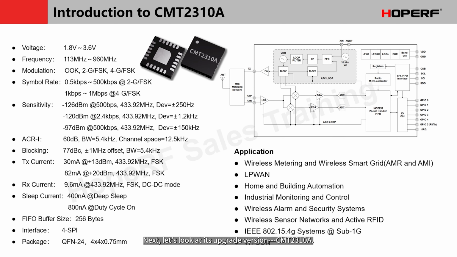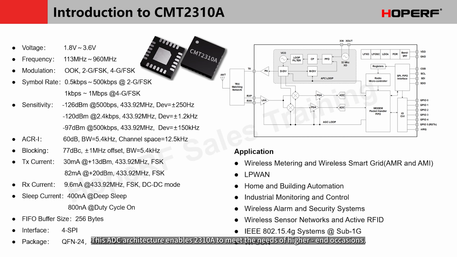Next, let's look at its upgrade version, CMT2310A. 2310A is our upgrade product of CMT2300A. So where is its iteration? Mainly in its receive chain. As can be seen from the frame in the upper right corner, 2310A has adopted a new architecture. It uses an ADC architecture.